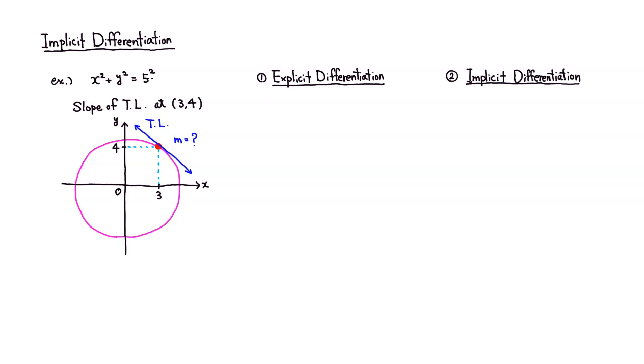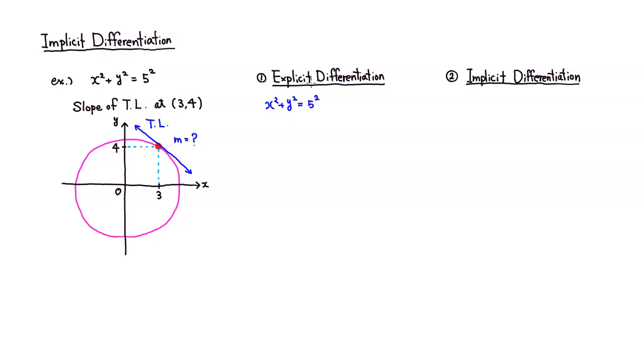Let's say we want to find the slope of the tangent line to the circle at the point (3, 4). So we already drew the picture. I'm going to do it in two different ways. One is the old way, explicit differentiation, and the new way is implicit differentiation. So let's do that. Starting with the circle, the equation of the circle is x squared plus y squared is equal to 5 squared.